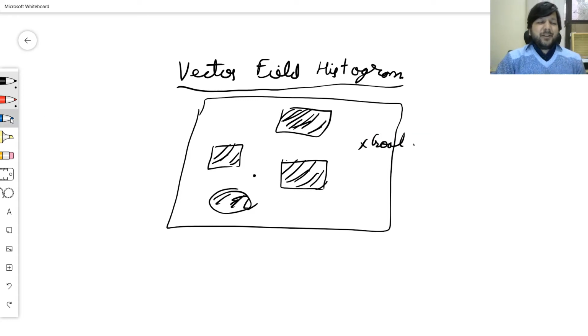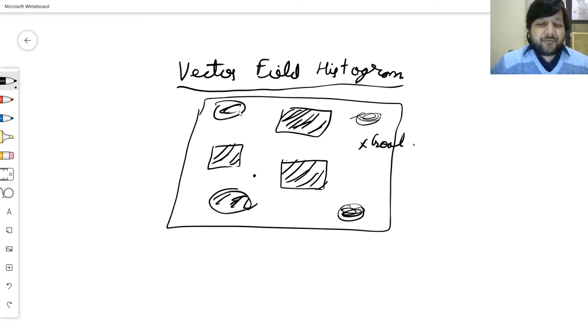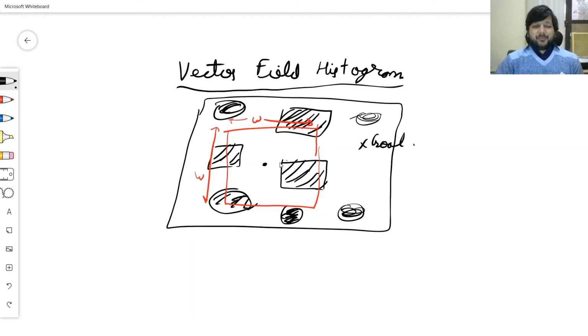In every algorithm, only the nearest obstacles concern me, and obstacles like these which are far off do not concern me. So I assume that my decision making is restricted to this window of size W cross W with the robot right at the center, at W by 2 and W by 2. So that's my local decision making.